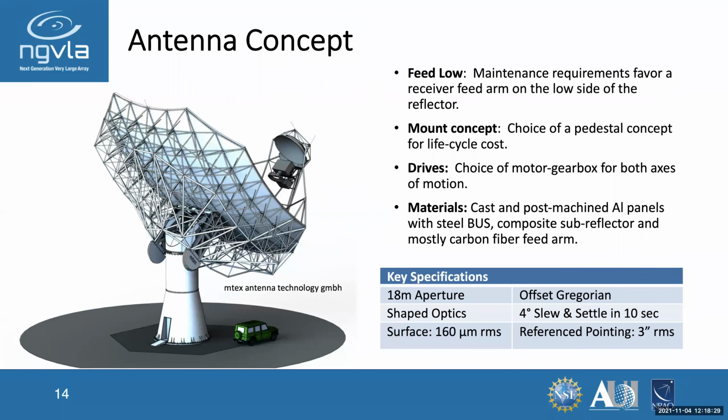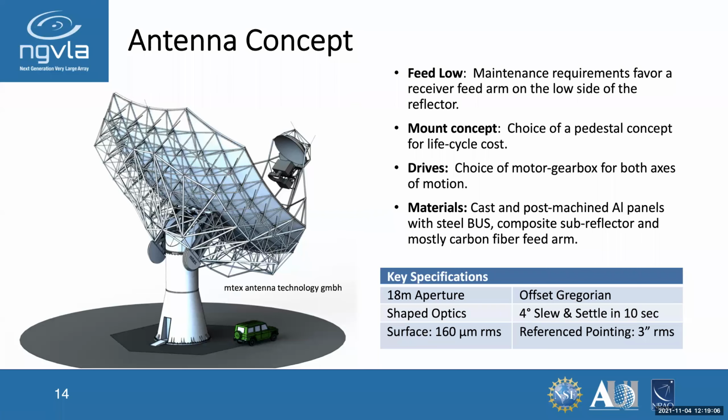You'll have a mount concept; we have a choice of a pedestal concept for the life cycle cost. We went with motor gearboxes on both axes of motion for drives. And in terms of materials, we really run the gamut here. We have cast and post-machined aluminum panels with a steel backup structure, composite subreflector, and mostly carbon fiber feed arm. In the bottom right, you'll see the key specifications: 18-meter aperture, shaped optics, a surface RMS of 160 microns. Optics is offset Gregorian, 4-degree slew and settle time in 10 seconds, and a reference pointing RMS of 3 arc seconds.